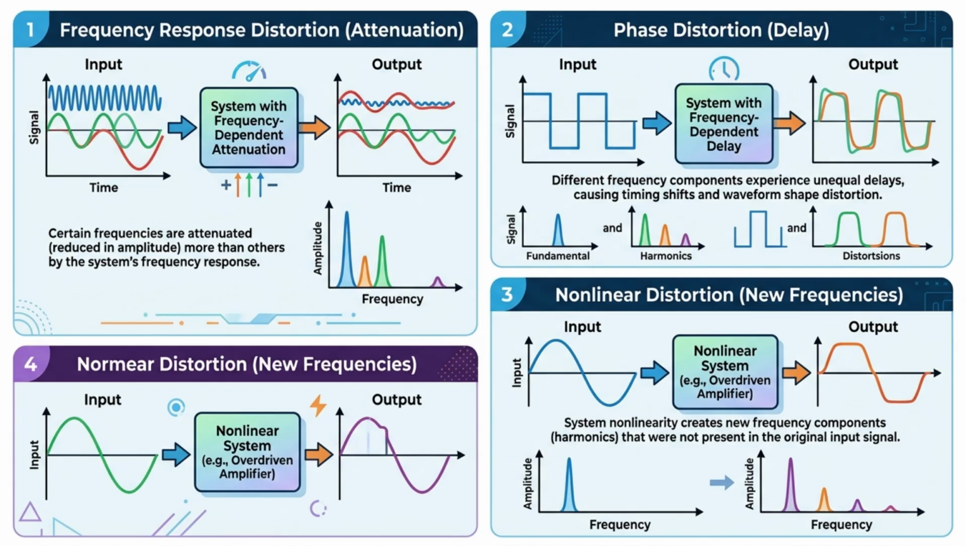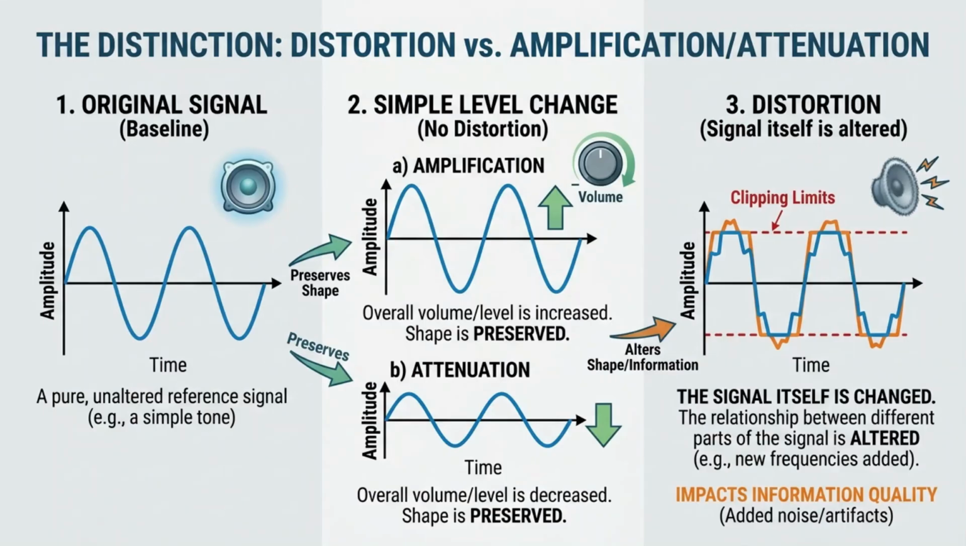Some systems attenuate certain frequencies more than others. Some introduce delays that affect different frequency components unequally. Others exhibit nonlinear behavior that generates entirely new frequency components not present in the original signal. The important distinction is that distortion changes the signal itself, whereas simple amplification or attenuation only changes its overall level. Distortion alters the relationship between different parts of the signal and can therefore impact information quality.